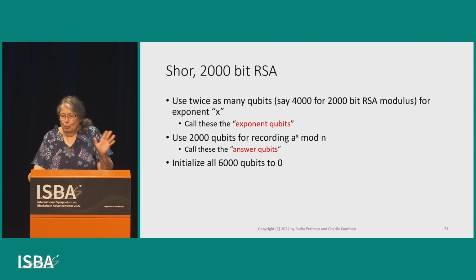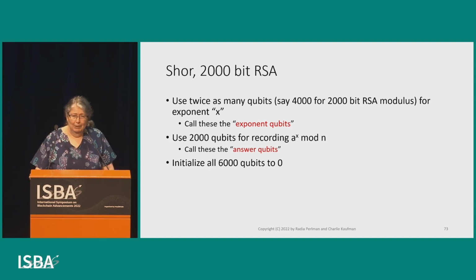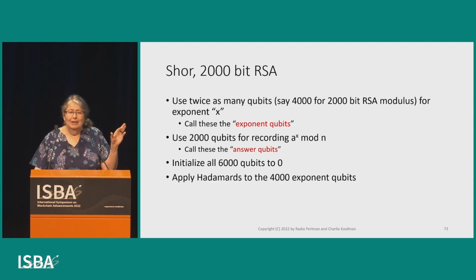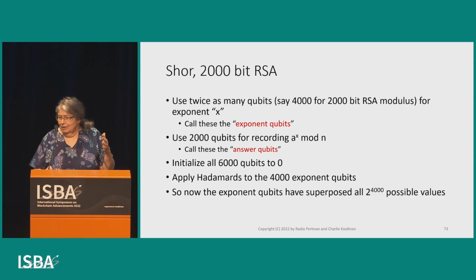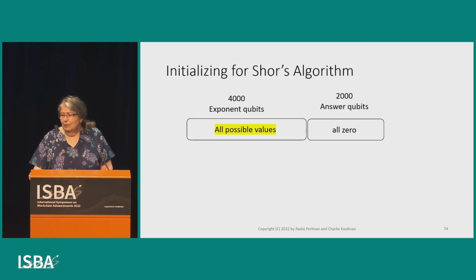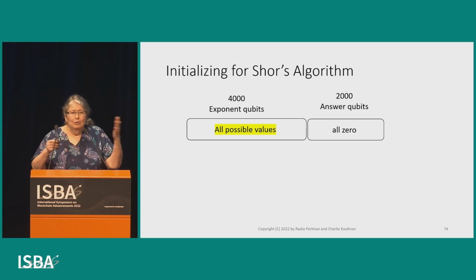So what we're going to do is take these 6,000 qubits and initialize them all to 0, and then take the 4,000 exponent qubits and apply Hadamards to all of them. So now the exponent qubits have superposed all 2 to the 4,000 possible values of the exponent. So what we have now is 4,000 exponent qubits that have equal probability of all the 2 to the 4,000 values, and the answer qubits are all 0.